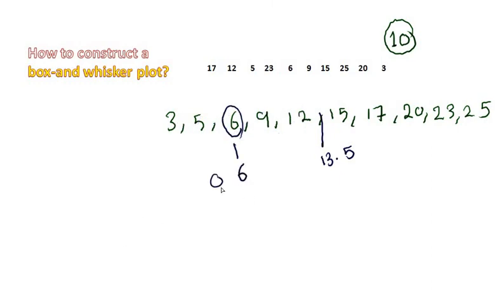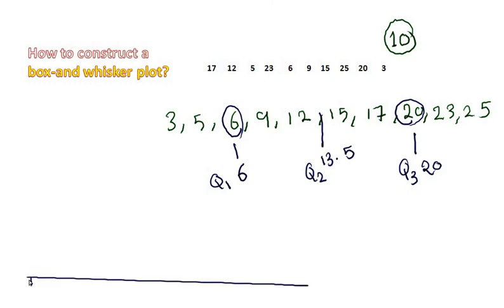And this is Q1, the first quartile. This is here, the second quartile. And the median of this set is 20. This is Q3, or 20. Again, we make a number line. The numbers are between 3 and 25. This is the minimum and this is the maximum value. So we start from 0, 5, 10, 15, up to 30.